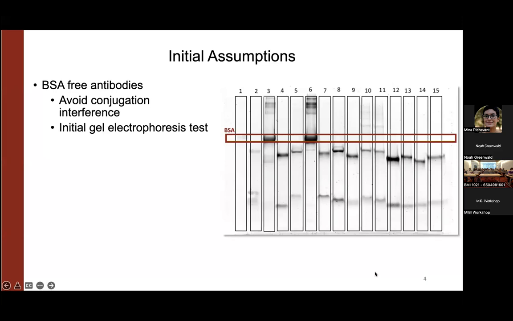We have a couple antibodies that did have PSA, which would interrupt our conjugation. So you want to always check for that, because that can be a source of an issue. I'm assuming that this has already been done, and then you're also doing an initial IHC test.